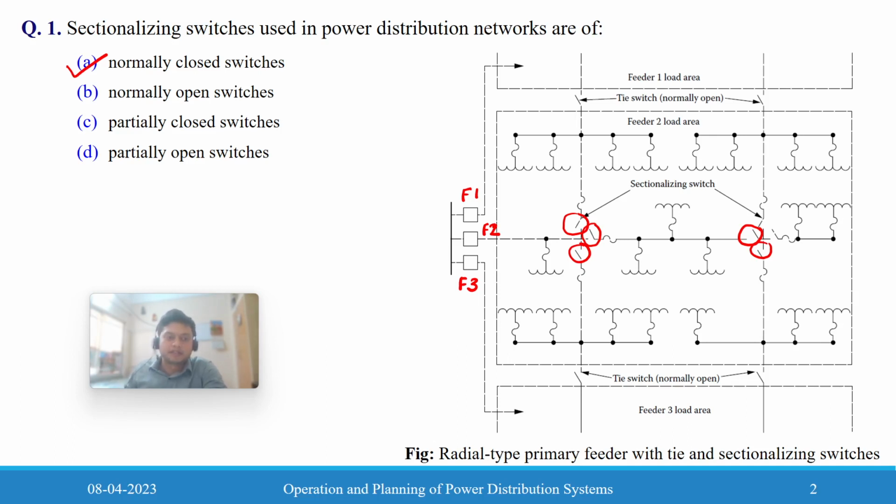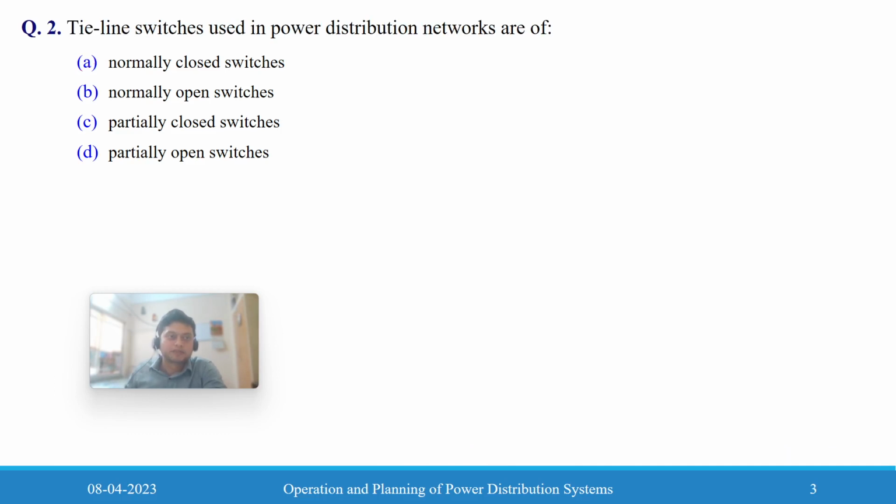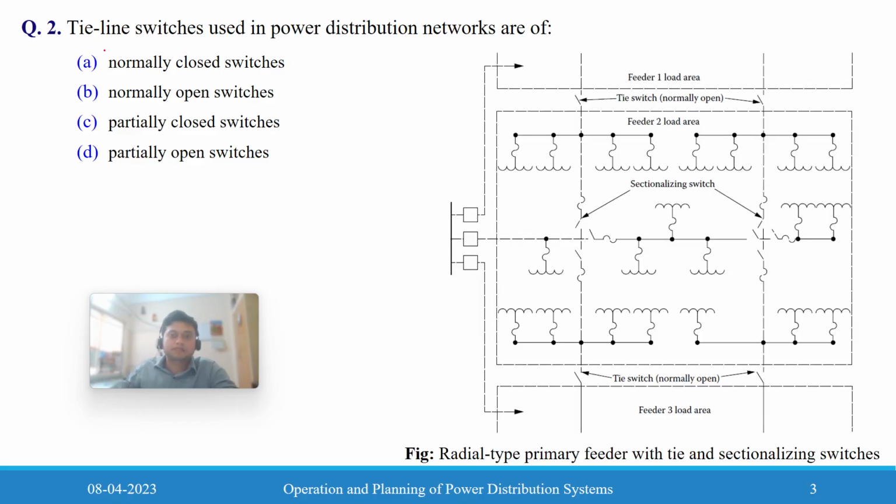Now we will see the next problem. Tie line switches used in power distribution networks are: A, normally closed switches; B, normally open switches; C, partially closed switches; D, partially open switches. Again, if we see the figure, the tie switches are present connecting the different feeders. These are the tie switches.